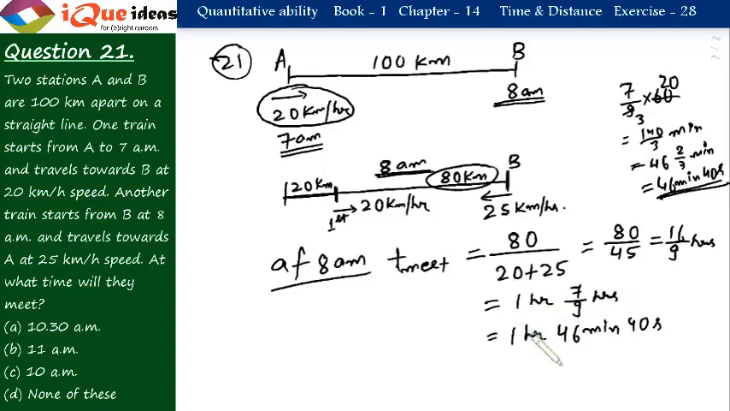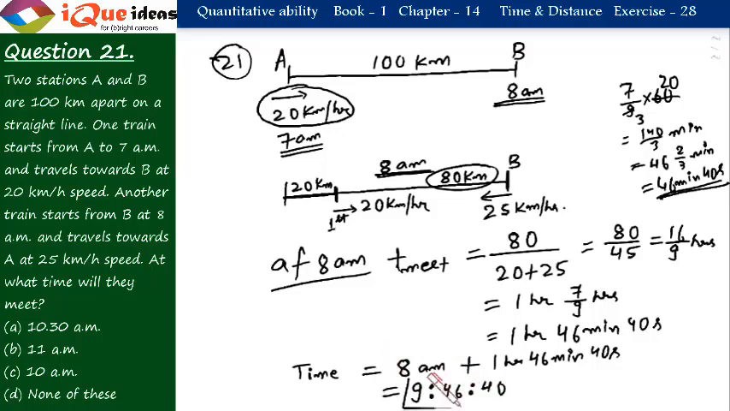Alright. So the exact time when they meet would be equal to 8 a.m. plus 1 hour 46 minutes 40 seconds, and that will be written as 9:46:40. So the answer is, I think it is none of these. Alright.